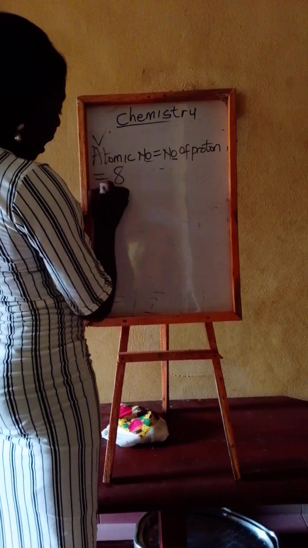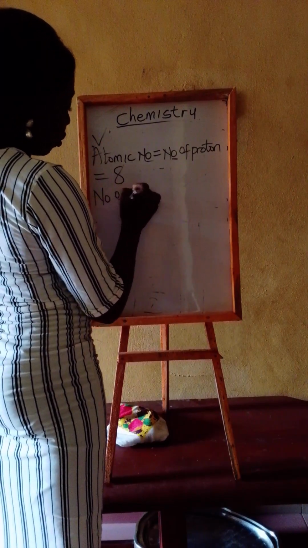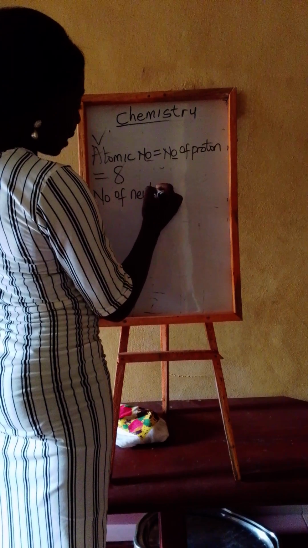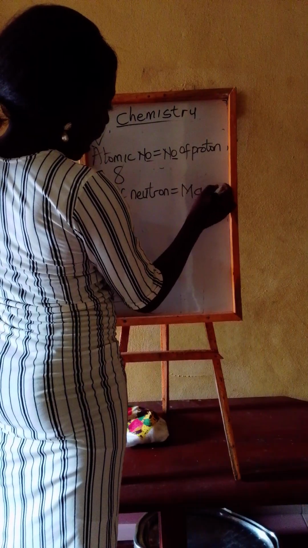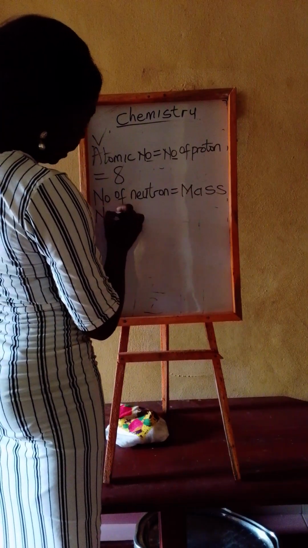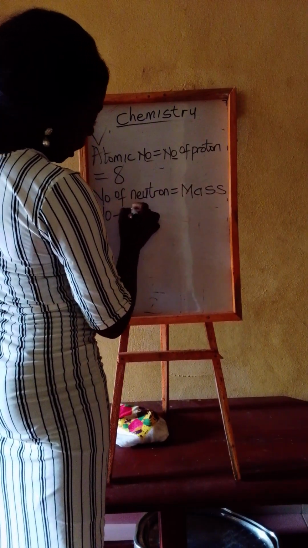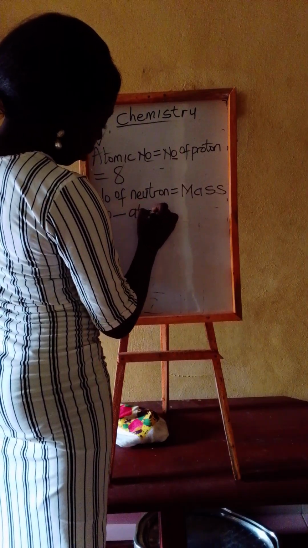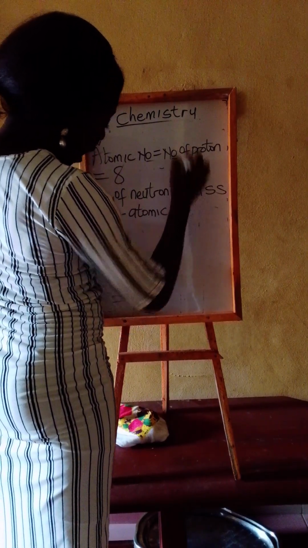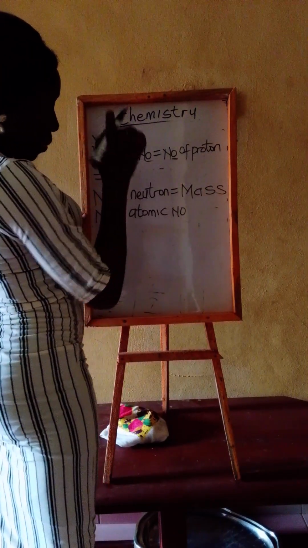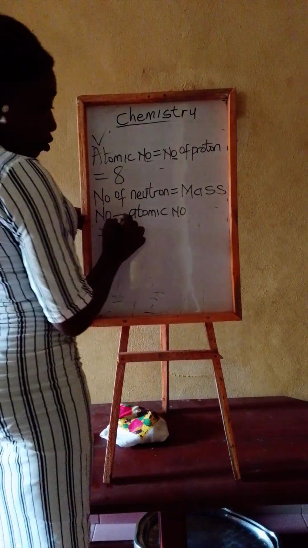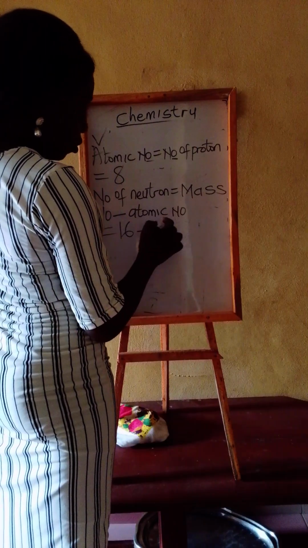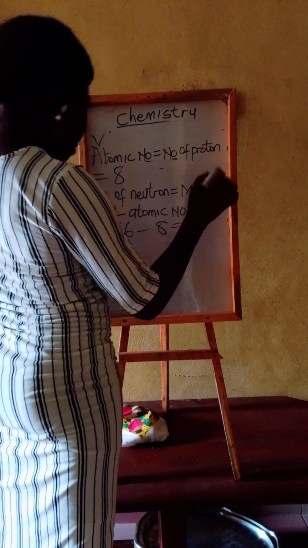Remember, whenever you have to calculate the number of neutron, you are going to subtract the atomic number from mass number. It's going to be mass number minus atomic number, or you say minus proton, dependent. So we have the mass number equals to 16 minus 8, and that is going to give us 8.